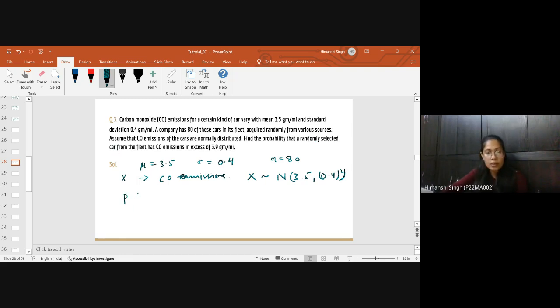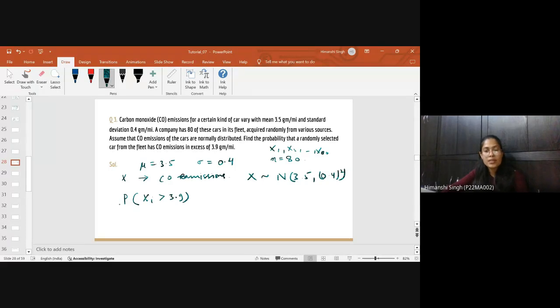So if I have x1, x2, up to x80, I'm just taking only one, not all of them. I'm not talking about all the 80 or the mean or anything. I'm just saying find the probability that a randomly selected car, that is xi, any randomly selected car from the fleet, has CO emissions in excess of 3.9. So I need to find the probability that xi is greater than 3.9.